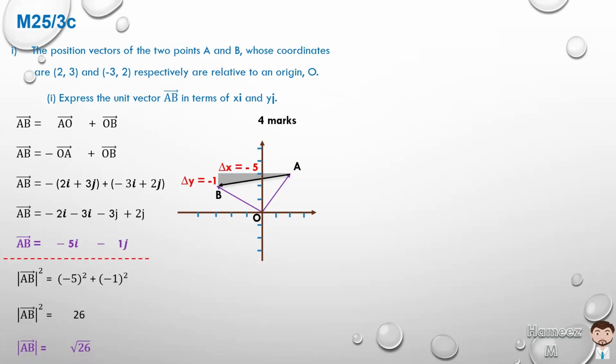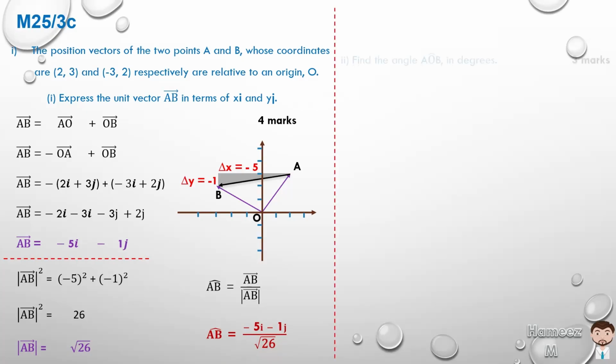Now if you go back to the question, we're trying to find the unit vector of AB. What does that mean? The unit vector is the actual vector divided by its length. So that is minus 5i minus 1j all over the square root of 26. And that means that if we apply this we would move a distance of 1 along the direction of AB. Let's move on. That was part 1.